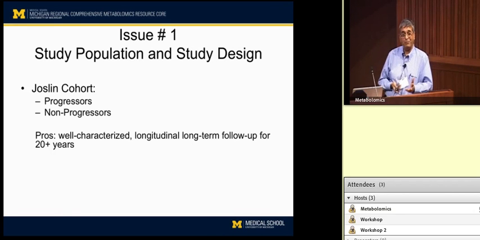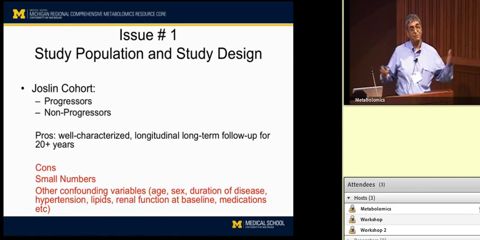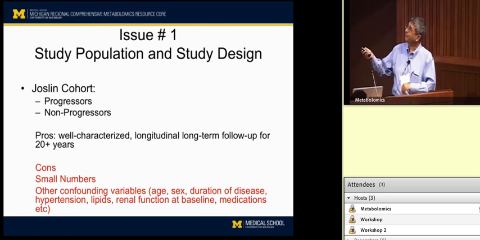So what are the problems with this study? The cons are basically the small numbers. So even though people were followed up for 20 years, the number of subjects was relatively small. There are many other confounding variables we needed to think about. What about the age at the time when the blood was drawn, sex, duration of disease, hypertension, lipids, renal function at baseline, medications, etc. So now you're talking about multiple different variables that can affect the study, and small numbers.